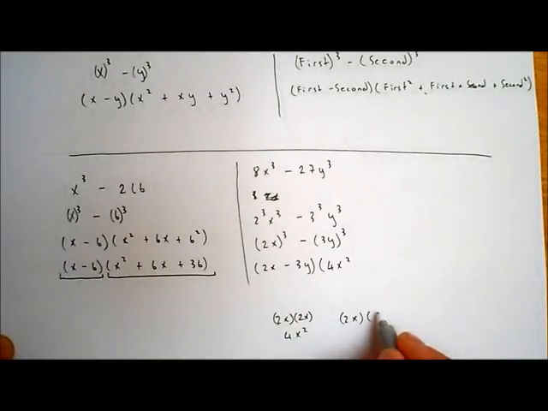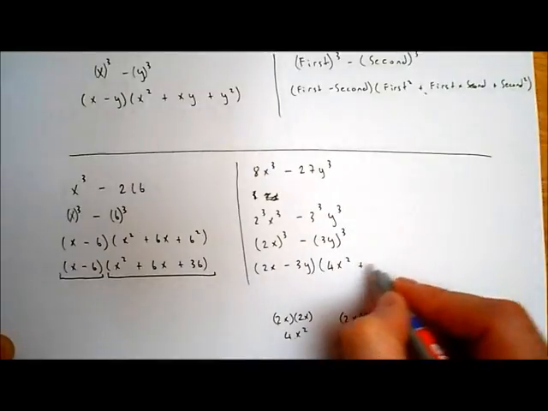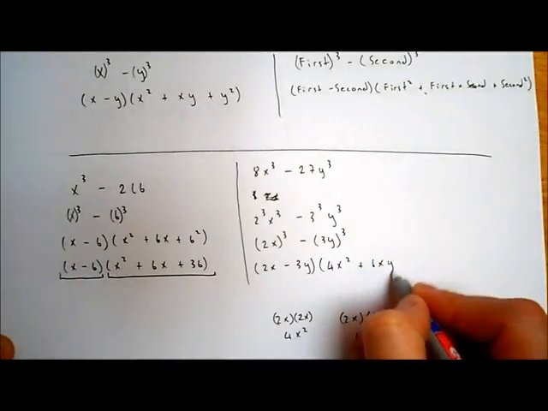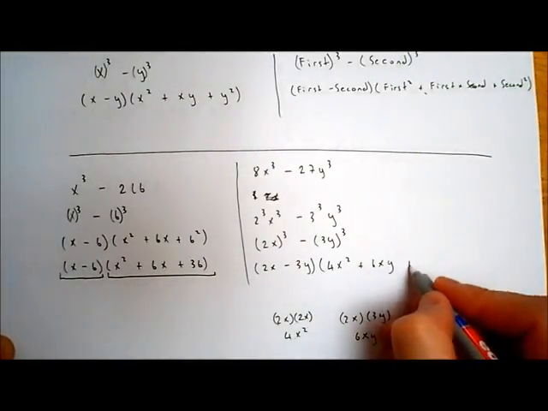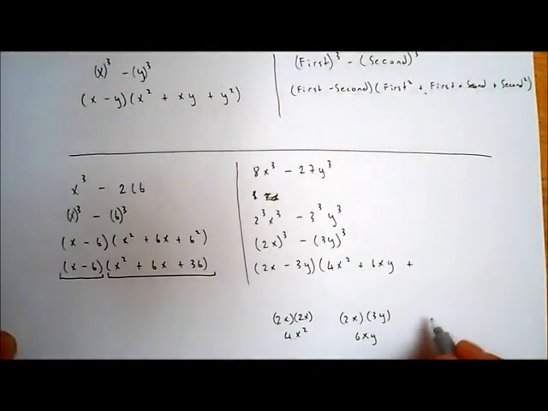And I'm going to multiply that by the second, which is 3y. So 2 by 3 gives me 6, and x by y gives me xy. So plus the first by the second, so plus 6xy, plus the second all to be squared. So the second, in our case, is 3y. So I have 3y all to be squared, which would be 3y times 3y.